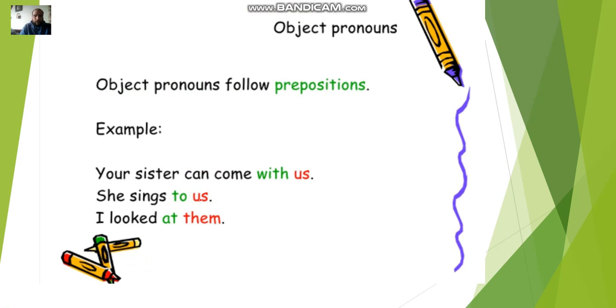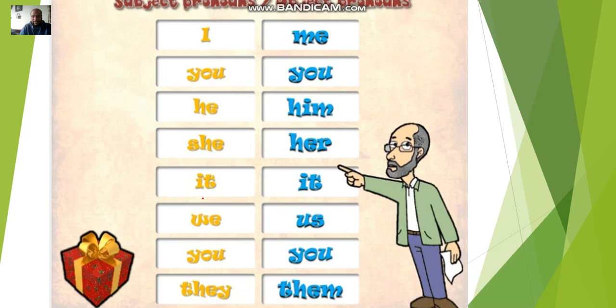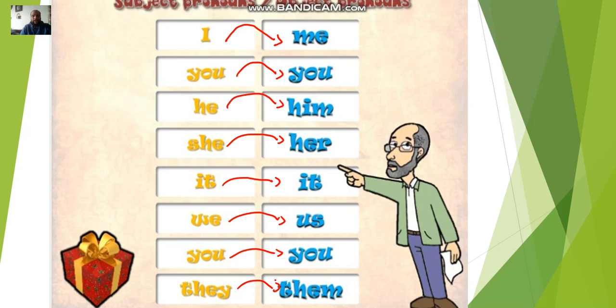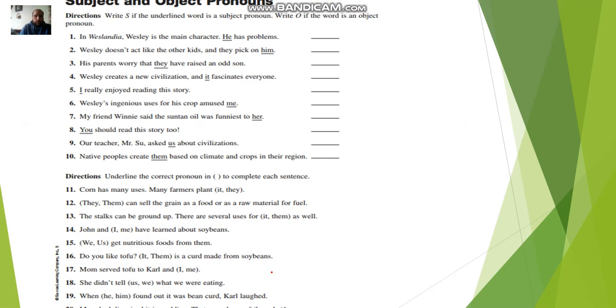I want to move forward because I don't have enough time on this program. So I is going to be me, you is not going to change, he is going to be him, she is going to be her in the object pronouns, it is not going to change, we is going to be us, you is going to be you, and they is going to be them. I want to move forward for an example here.